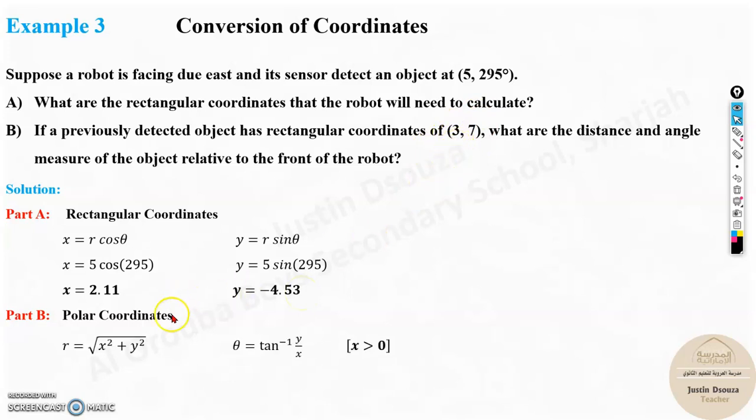Same thing with polar coordinates. Use the formulas which you just now saw. X is greater than 0, so use this theta formula. Substitute over here. X is 3, y is 7, so r and tan inverse of 7 by 3. Put it in the calculator. This is it. So this is how you can easily convert rectangular to polar or polar to rectangular. This gives both the formulas. We just remember these 4 formulas and you can convert to anything.